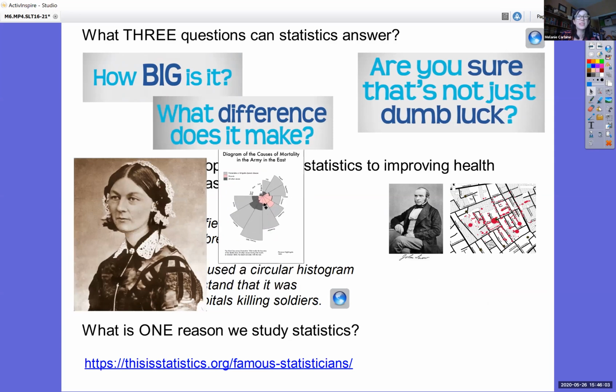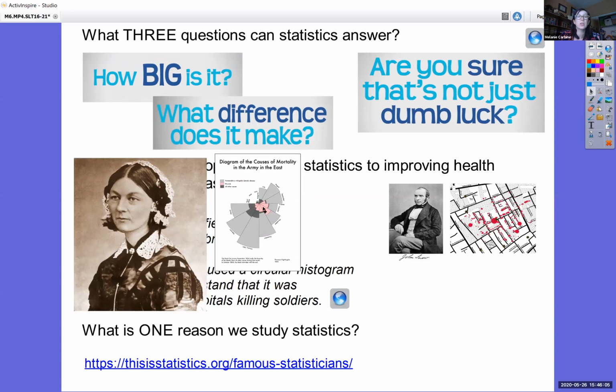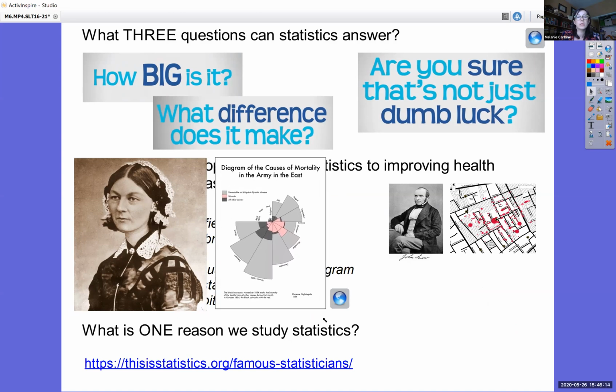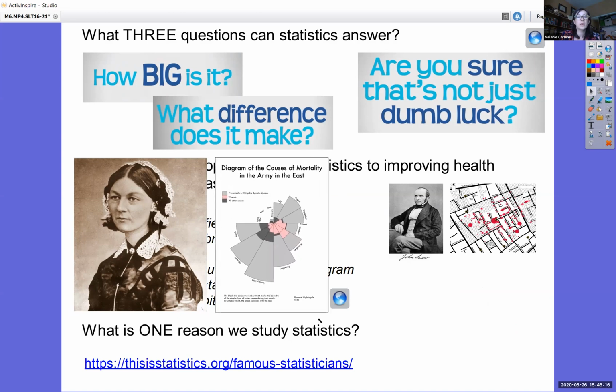The other person the videos talk about is Florence Nightingale, who lived in Eastern Europe and was a nurse in the Crimean War, which is near Russia. She's known as the lady with the lamp, but I actually know more about her for what she's done with statistics. She used statistics to show that soldiers were not dying from their actual wounds, but from infections they were getting in the hospital.